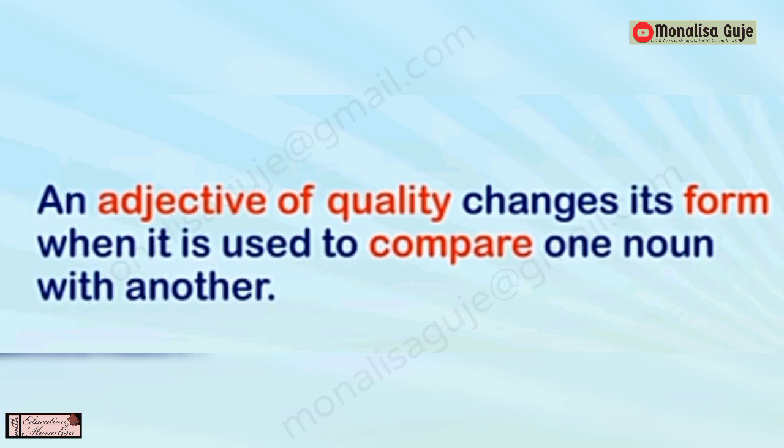An adjective of quality changes its form when it is used to compare one noun with another. So, we had seen adjectives. Adjectives are the words which tell us something more about the nouns. But today we are going to see the degree of comparison, where the adjective changes its form because we have to compare it with some other noun.